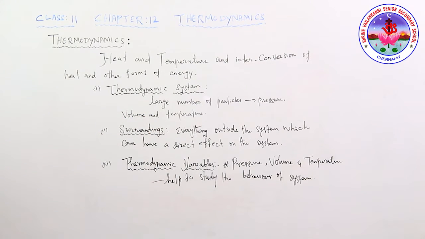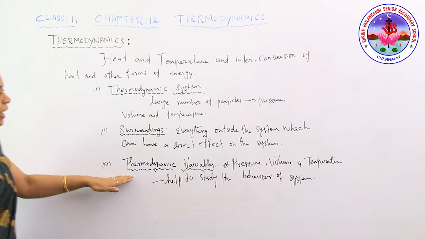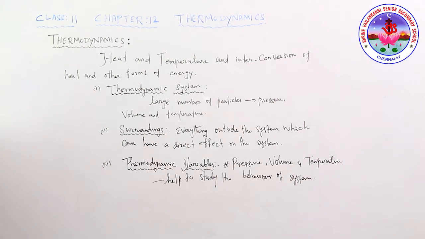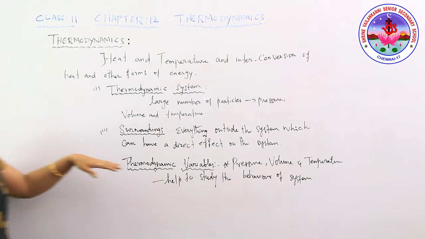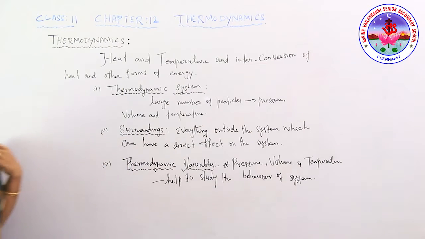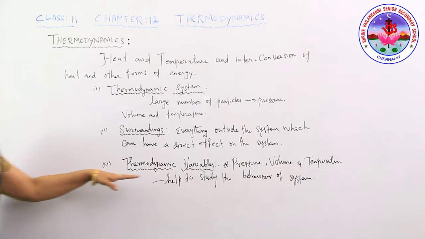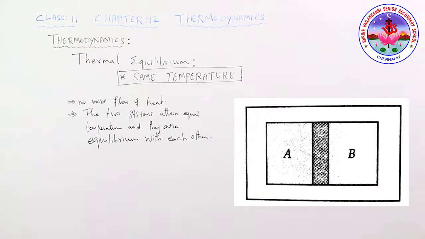Now, the surroundings of the system is everything outside the system that can have a direct effect on the system. And the thermodynamic variables, such as pressure, volume, and temperature, help us study the behavior of the thermodynamic system. So we call these variables thermodynamic variables.